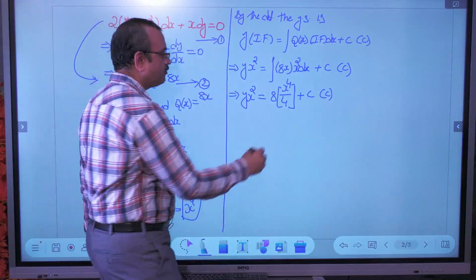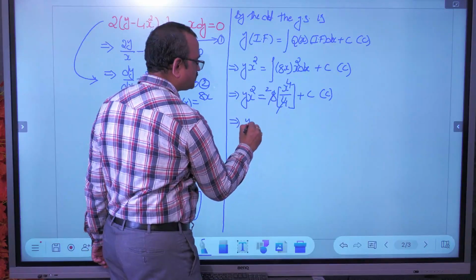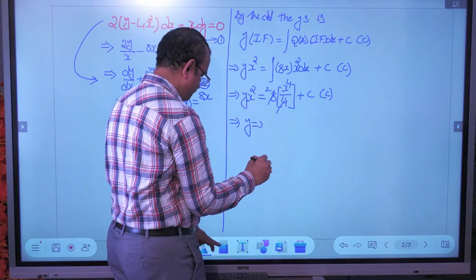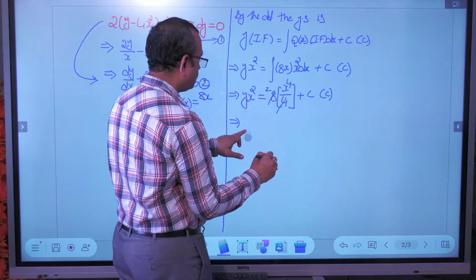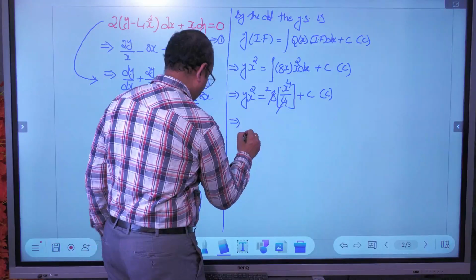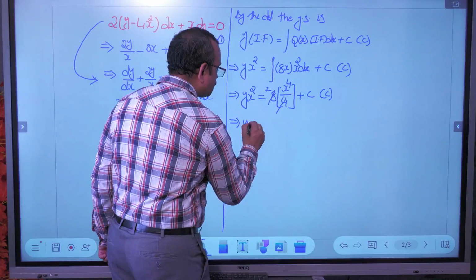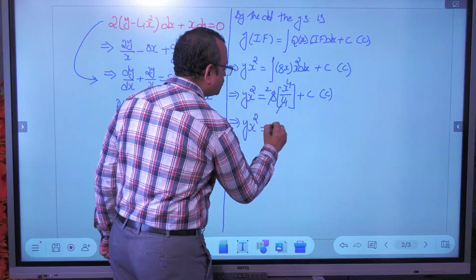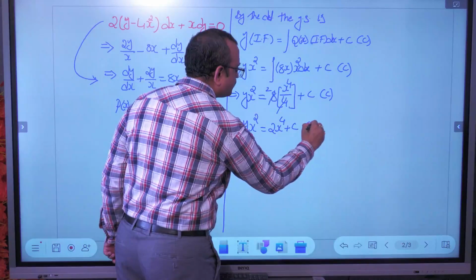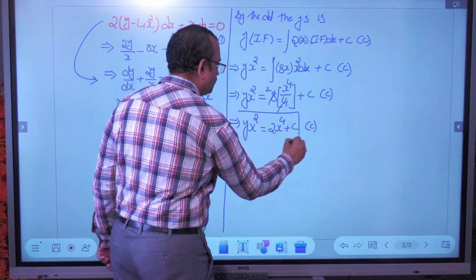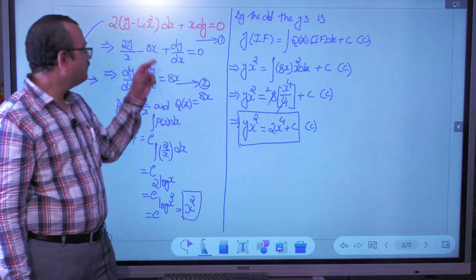Plus c, of course. With some minimum calculations, here we can write y into x² is equal to 2x⁴ plus c, where c is an arbitrary constant. So this is nothing but the general solution of the given differential equation.